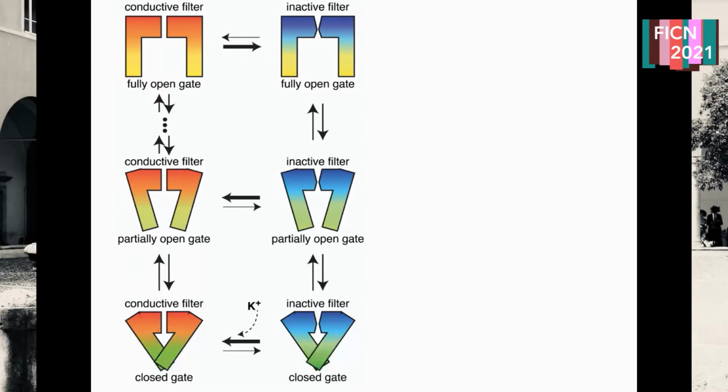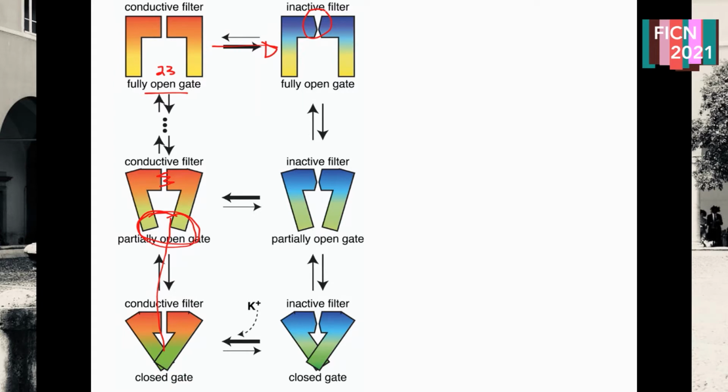We believe that what happens is that when you give a stimulus, you go from the closed gate to a partially open gate. When the gate is partially open, the filter has a fairly high propensity to remain conductive. When you go to the fully open gate, like 23 angstrom, for example, the transition to the inactive filter is so fast that by the time you reach this, you become inactivated. But it's this process here.